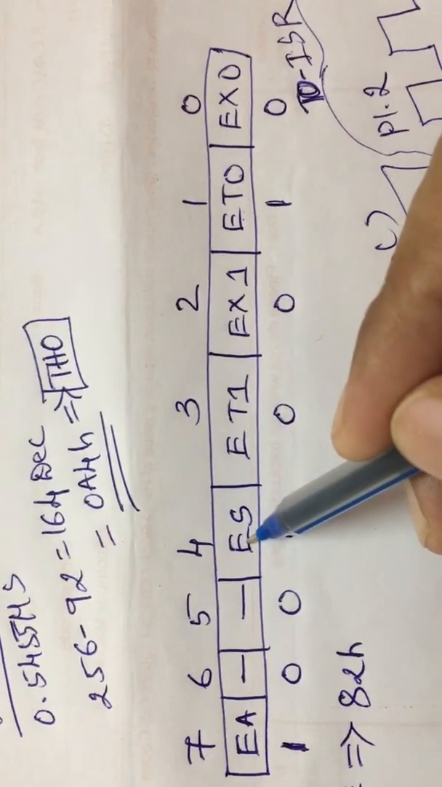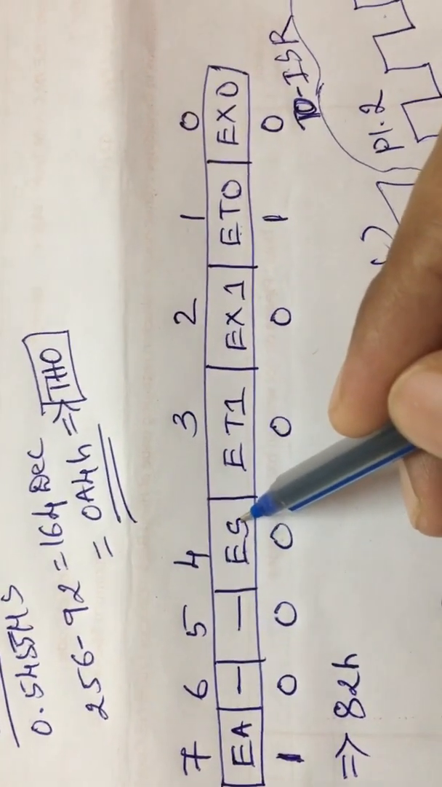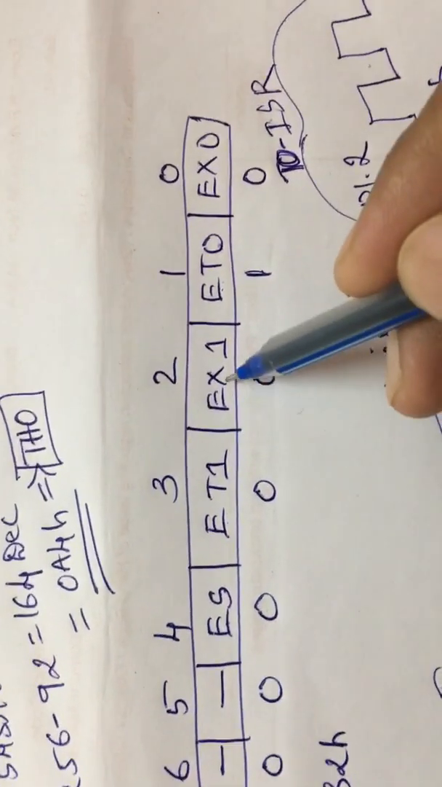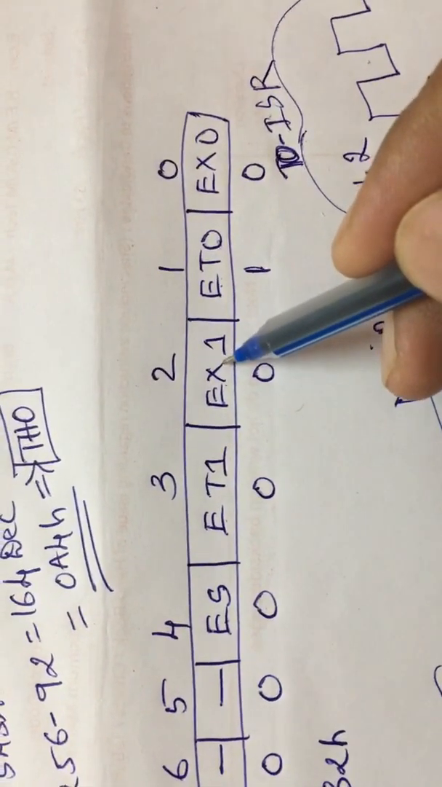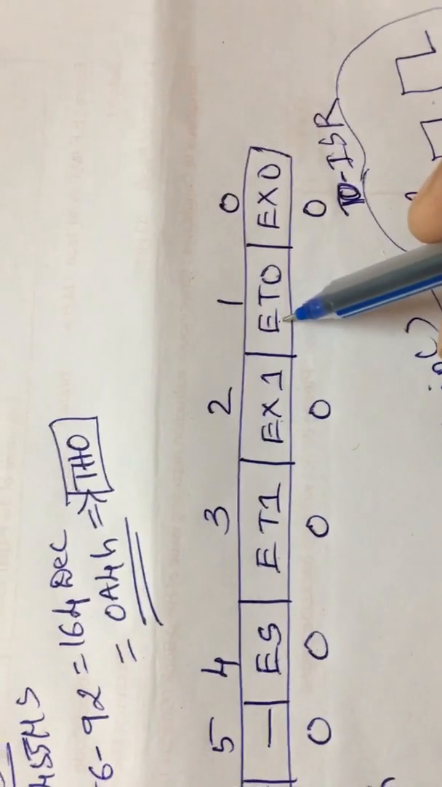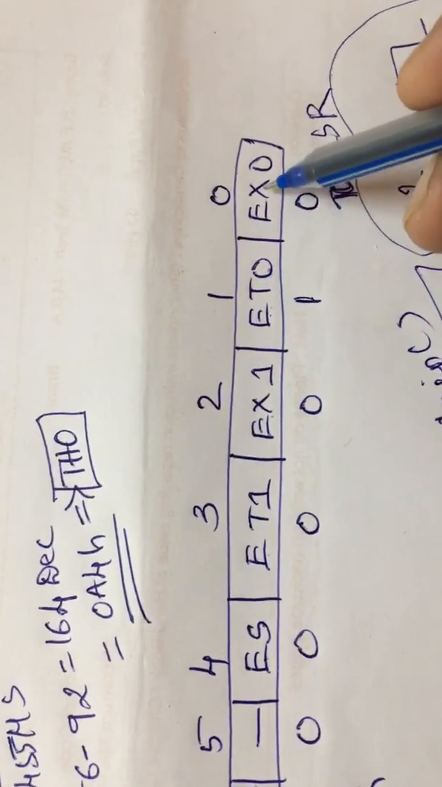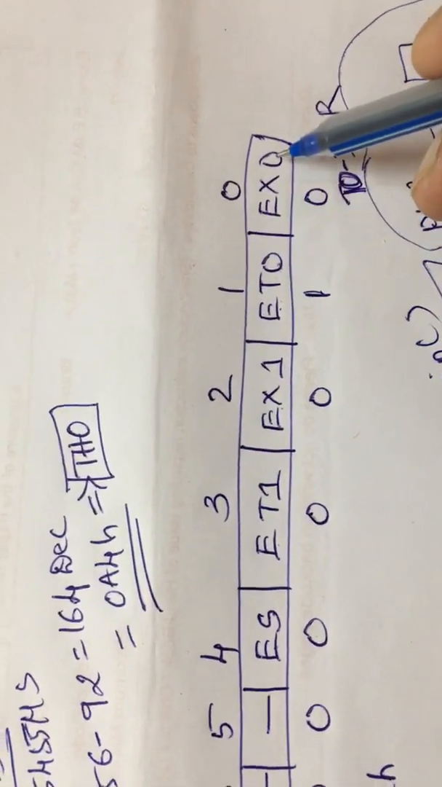E stands for enable serial input, enable timer 1. EX stands for external interrupt 1. E stands for enable timer 0. EX stands for external 0, right?